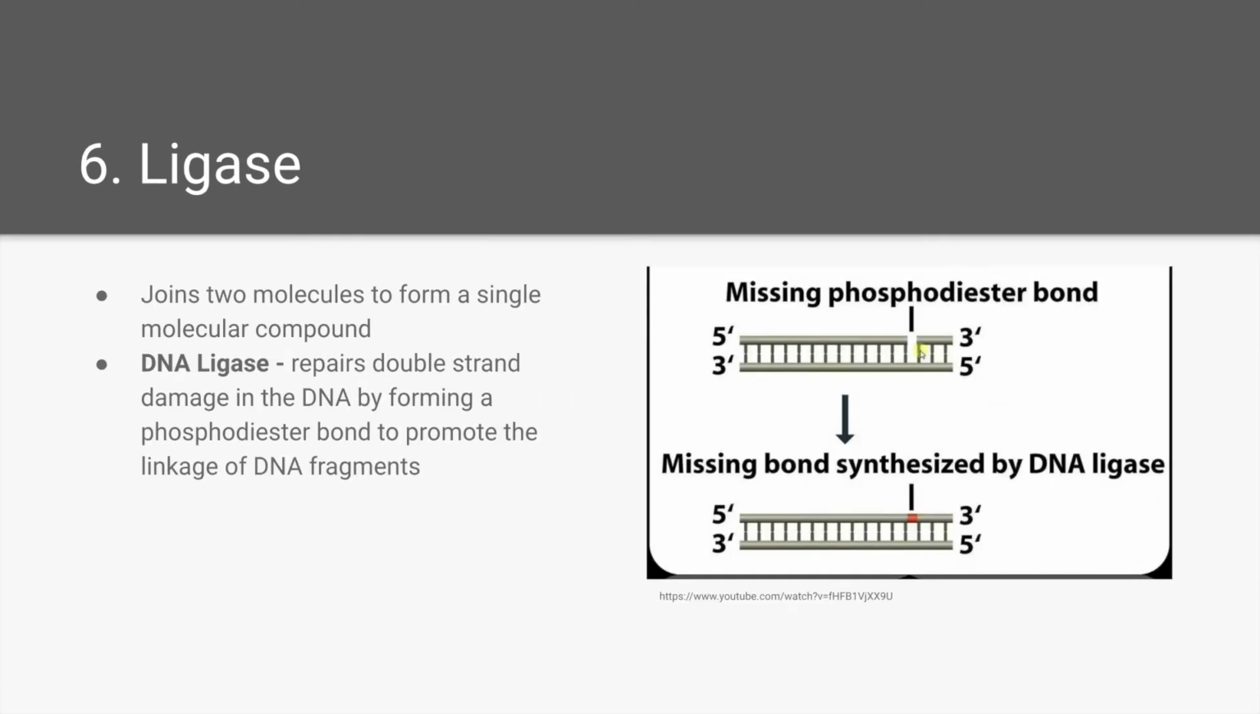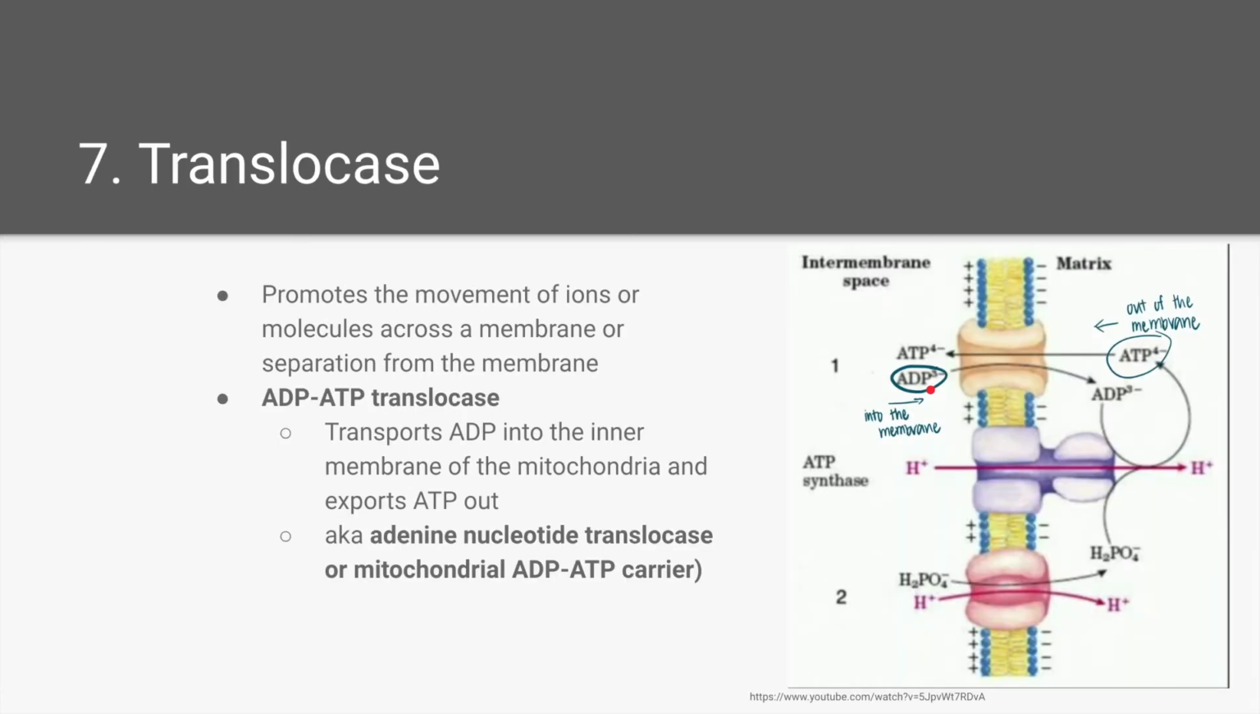Next is ligase. This one joins two molecules to form a single compound. An example is DNA ligase, which, as seen here, repairs double strand damage in the DNA. Last but not least is the translocase. This promotes the movement of ions or molecules across a membrane or their separation from the membrane. An example is the ADP-ATP translocase, which transports ADP into the membrane and ATP out of the membrane.